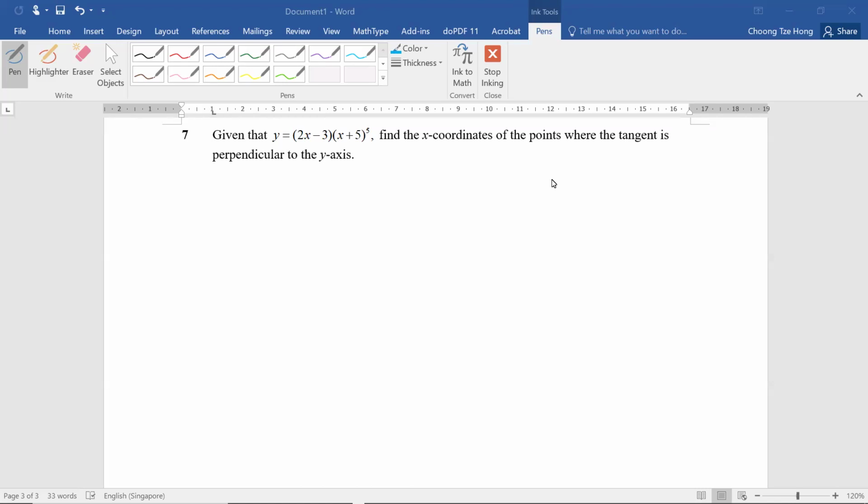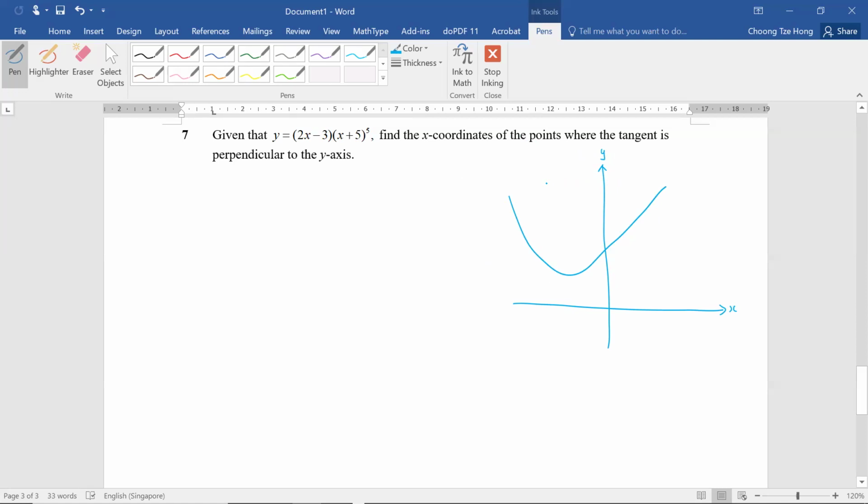Right, so over here we are given this curve, 2x minus 3 times x plus 5 to the power of 5. I don't know how this curve looks, so I'm just going to draw any sketch of this curve, but this is not the actual shape of the curve. Let's say the curve is this. They want you to find the x coordinate of the points whereby the tangent to the curve is perpendicular to the y-axis.